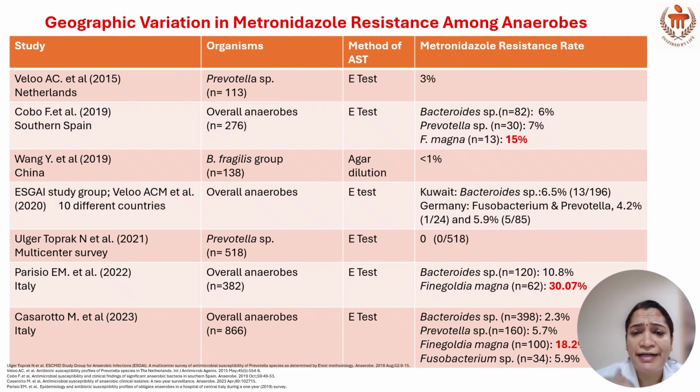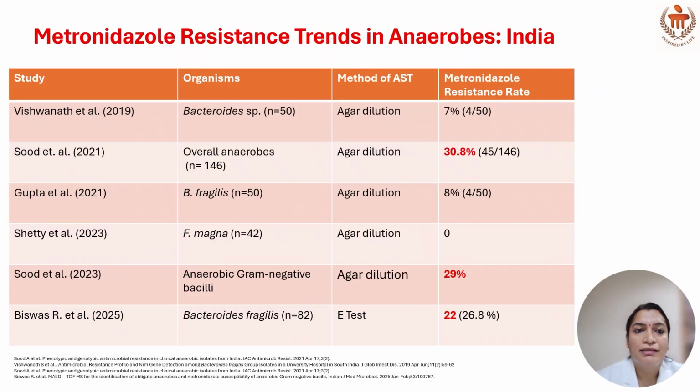If you see, different places have different resistance rates in their setup. So there is no uniformity at all. It varies from place to place, center to center, and within a country, again hospital to hospital, there is a difference in resistance rates. This table highlights the metronidazole resistance rates in India. Several authors have conducted agar dilution or E-test methods of determining the MICs, and they have come across different resistance rates.